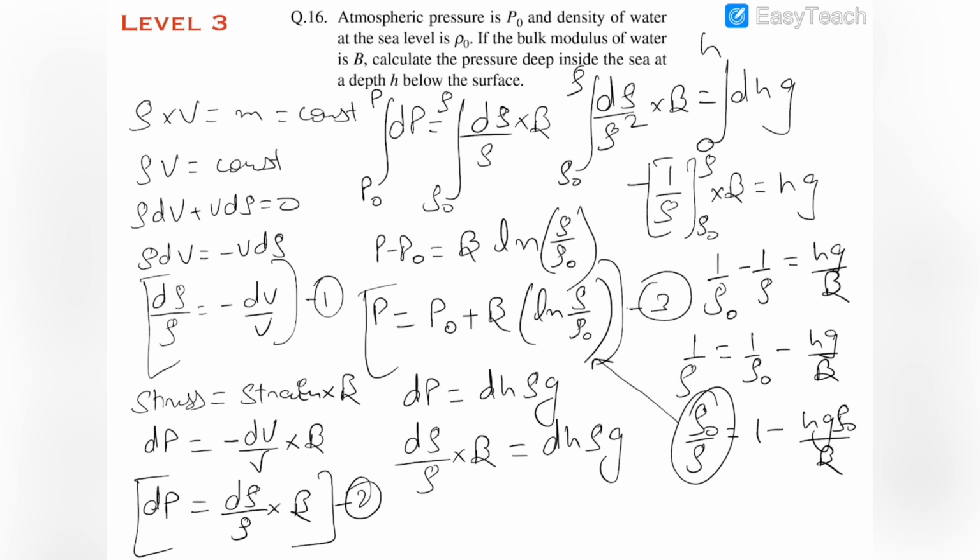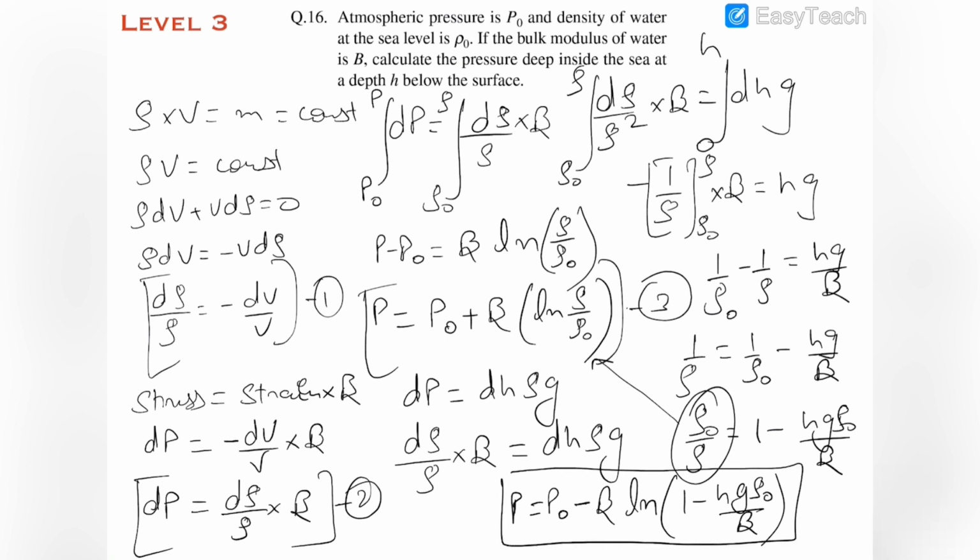So we can say that P will be equal to P naught plus bulk modulus into ln. Now you can see that it is rho by rho naught and it is rho naught by rho. So we can invert and write it with a minus, and if we take a minus common then it would become rho naught by rho. So substituting the value of rho naught by rho, which is 1 minus h g rho naught by bulk modulus. So this is the pressure at a depth h below the water surface in the sea. Now we move on to the next question.